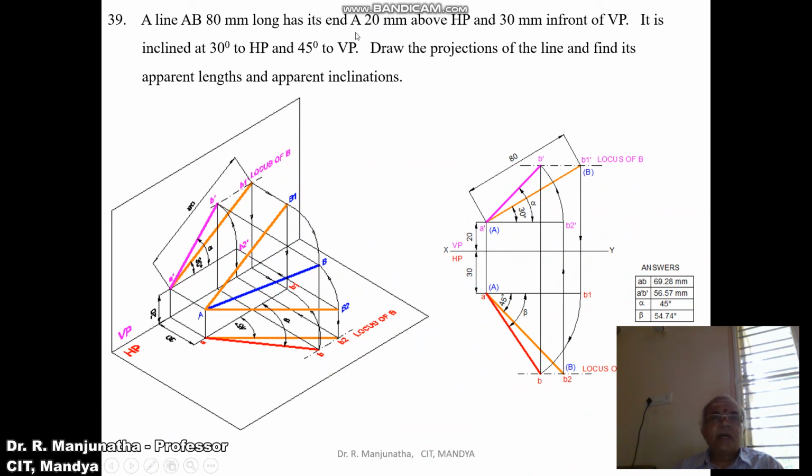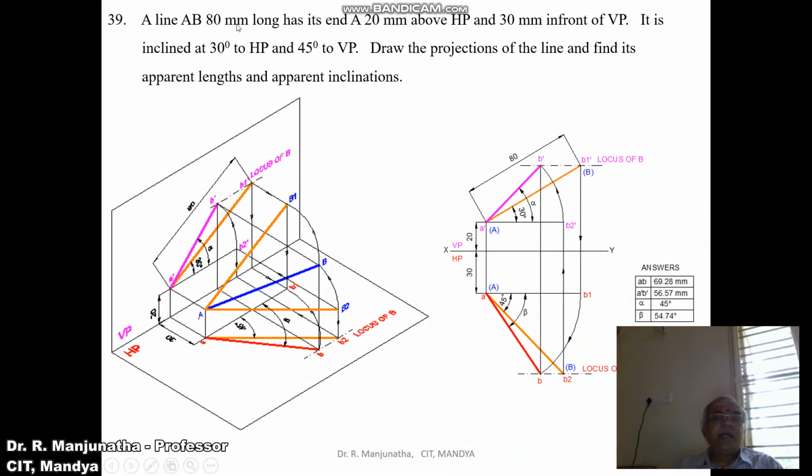So the end A, capital A, is in space. As you know, a capital A means it is in space. 20 mm above HP. When you look from the front view, we can see the distance is projected onto the vertical plane, which is A dash. And 30 mm in front of VP will be seen in the horizontal plane. When you look from the top view, we can see the distance in front of VP. When it is projected, that goes onto the HP, which is small a.